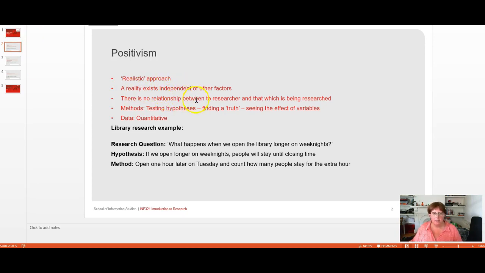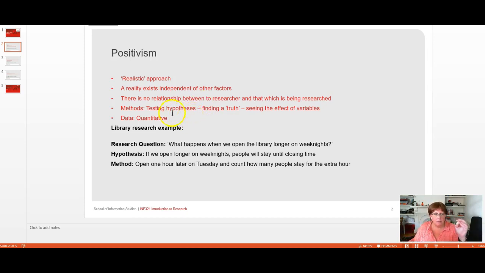There's no relationship between the researcher and that which is being researched. So the researcher sees themselves as completely outside the thing that they're researching. They don't feel they have an influence on what they're going to find. They're just out there to go and get some data and tell a story with that data.